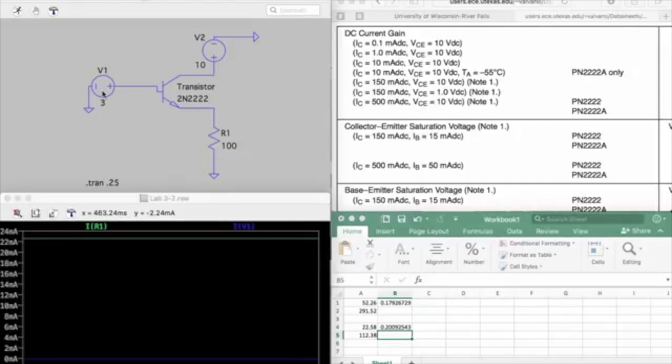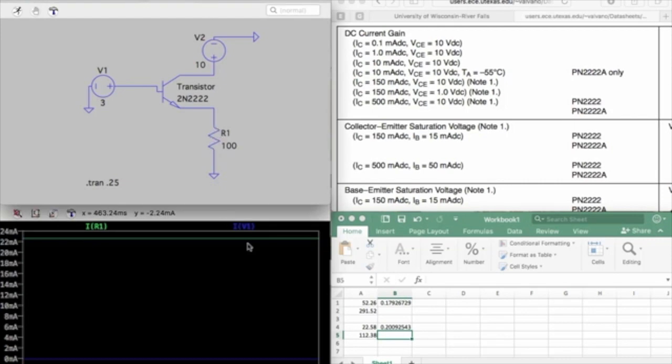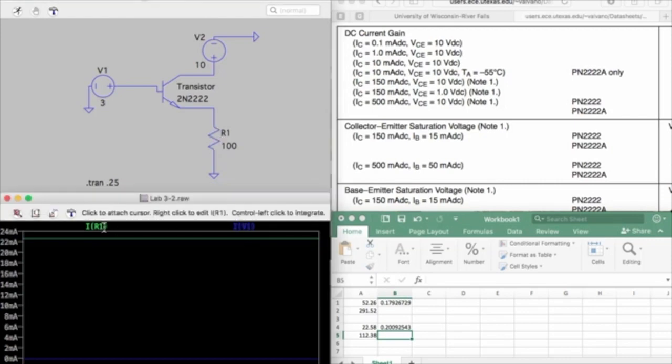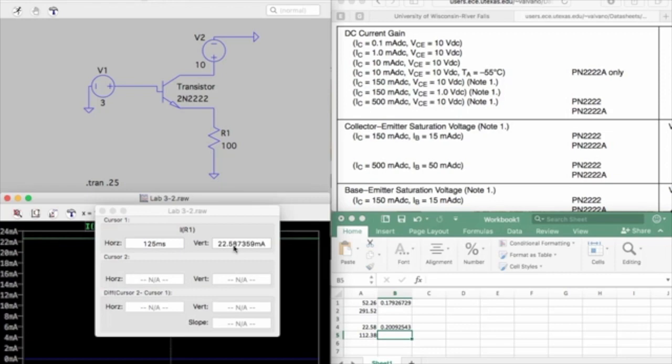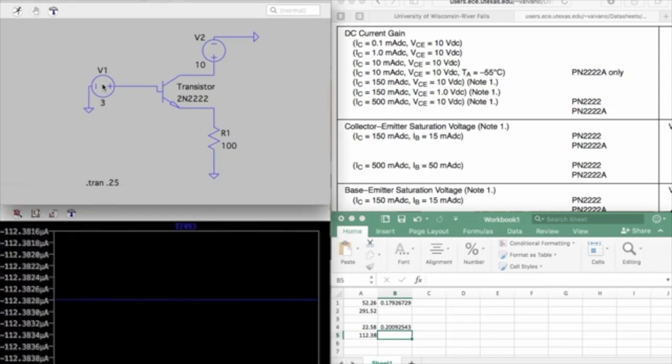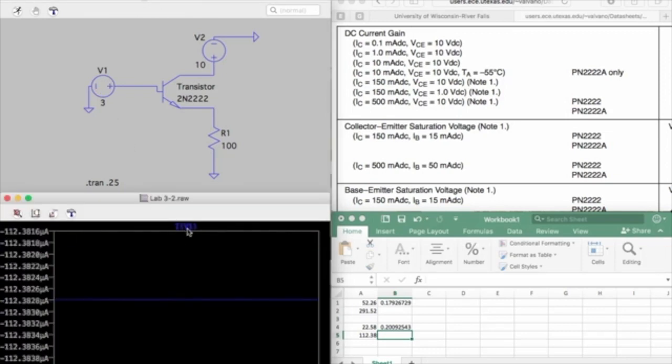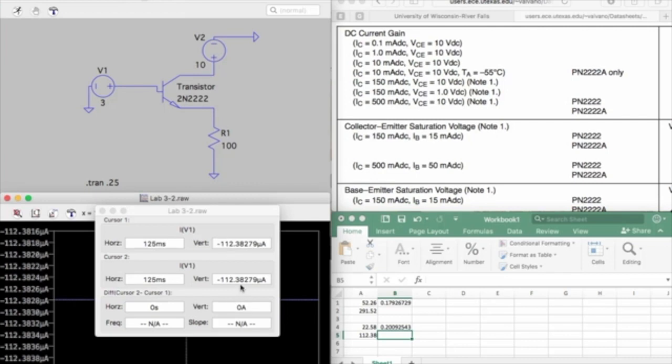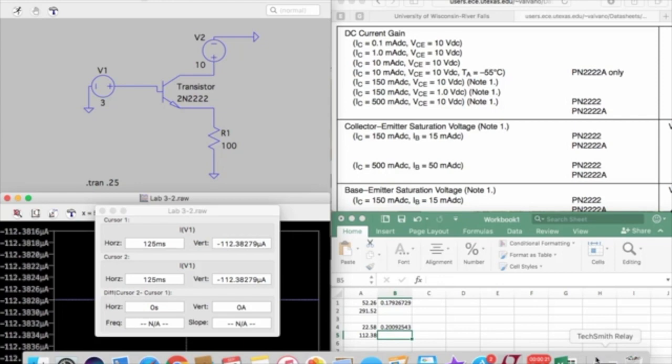Next, we tried changing the voltage to 3. We got the current coming out of the emitter to equal 22.58, and then into the base we got 112.38. If we divide them, we get a gain of about 200.